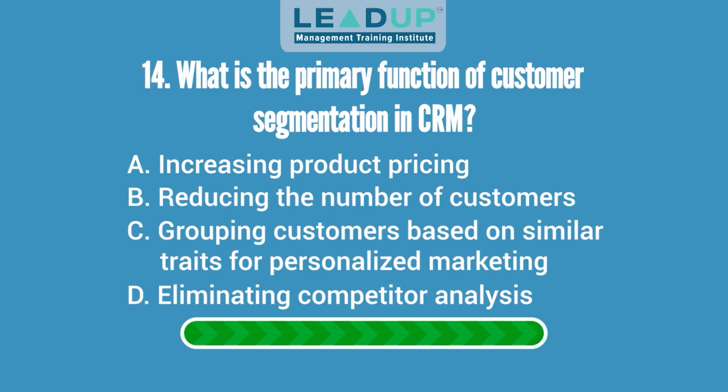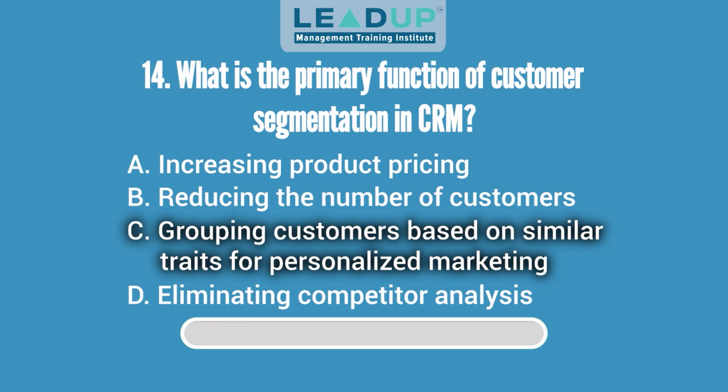Question 14. What is the primary function of customer segmentation in CRM? A. Increasing product pricing. B. Reducing the number of customers. C. Grouping customers based on similar traits for personalized marketing. And D. Eliminating competitor analysis. Answer: grouping customers based on similar traits for personalized marketing.